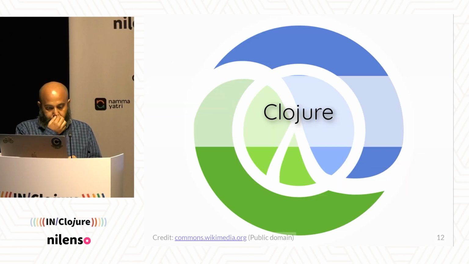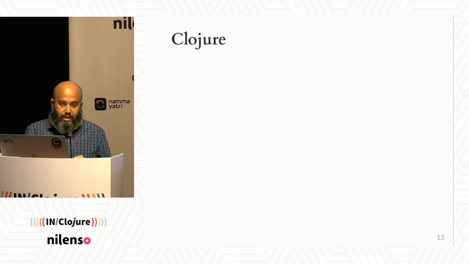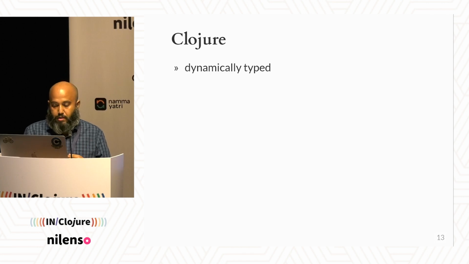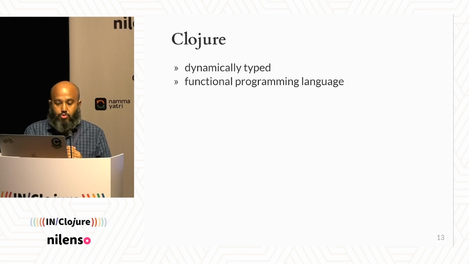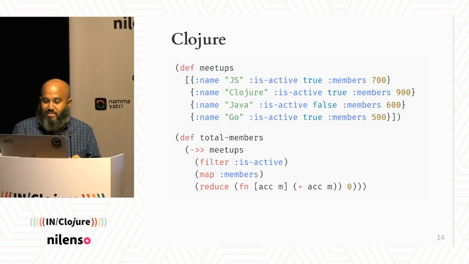So that brings us to Clojure. Clojure is a functional programming language. Again, I'm sure most of you are already familiar with it. It's a dynamically typed functional programming language from the Lisp family, and it runs on the JVM. A lot of things have already been said about Clojure, so I'll skip that part. This is the same example we saw in JavaScript two slides back. This time it's written in Clojure, and it looks very similar to the JavaScript example. You have filter, map, reduce, etc. Except if you count the number of parentheses, it's exactly double the JavaScript one.